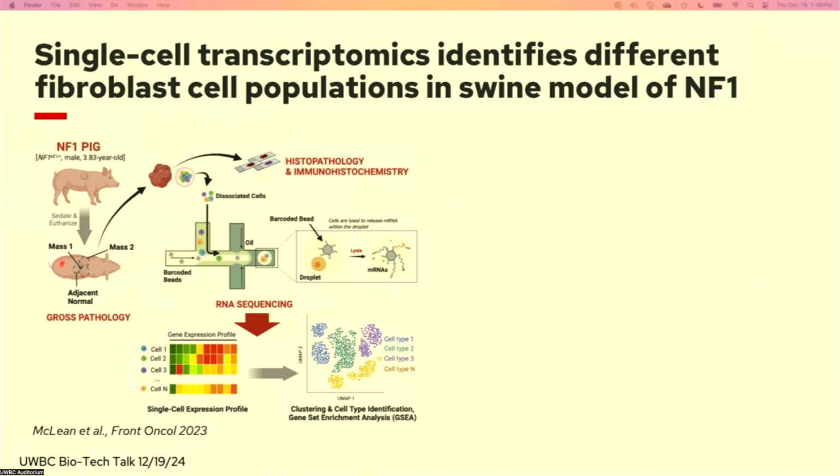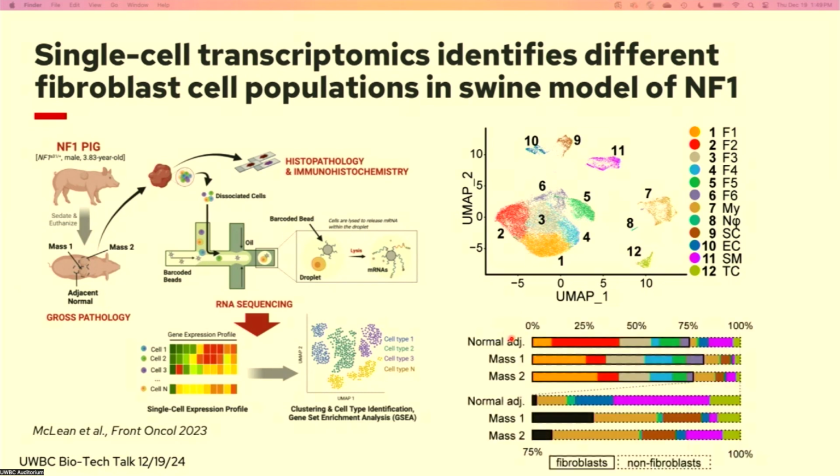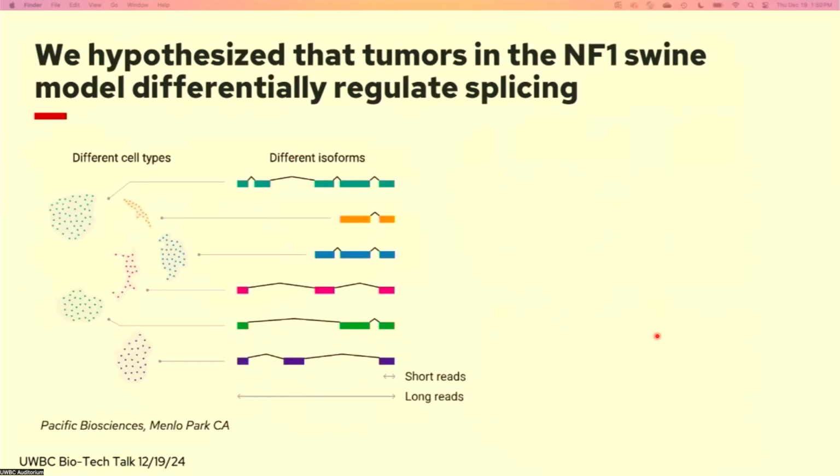These two tumors, as well as the normal adjacent tissue, were taken and used for single cell transcriptomics, where they were able to identify different cell clusters corresponding with fibroblasts, different immune cells, Schwann cells. And they found a significant number of the cells that they examined were fibroblasts, and that there were different subclusters of these fibroblasts. And these were the majority of the data in the experiment.